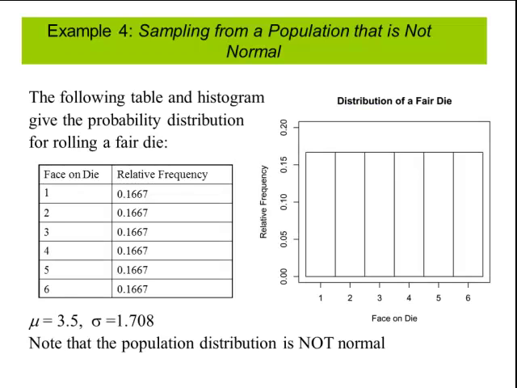The following table and histogram give the probability distribution for rolling a fair die. So there are 6 faces on the die. Each has an equal chance of happening, 1/6. So each of these probabilities are the same. If you were to calculate the mean for this distribution, it turns out to be 3.5, and the standard deviation turns out to be 1.708. This is what the histogram would look like, and each of these numbers have an equal chance. This is what we call a uniform distribution. So this population is not normal.